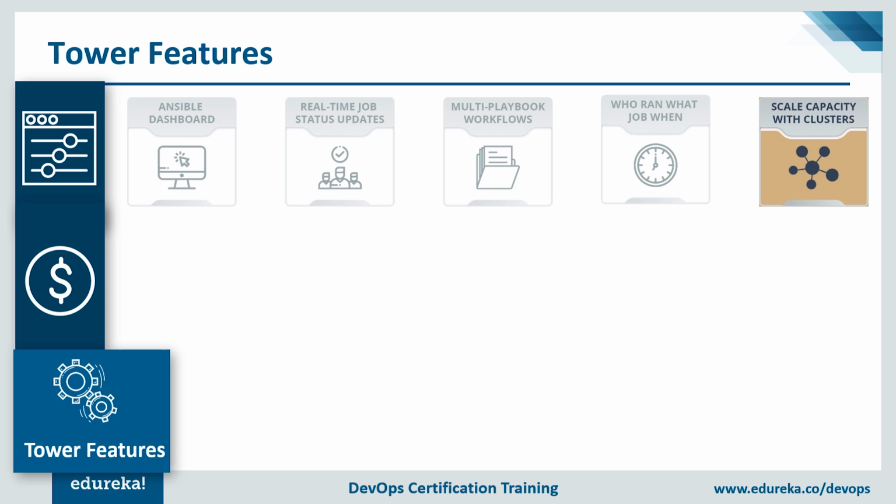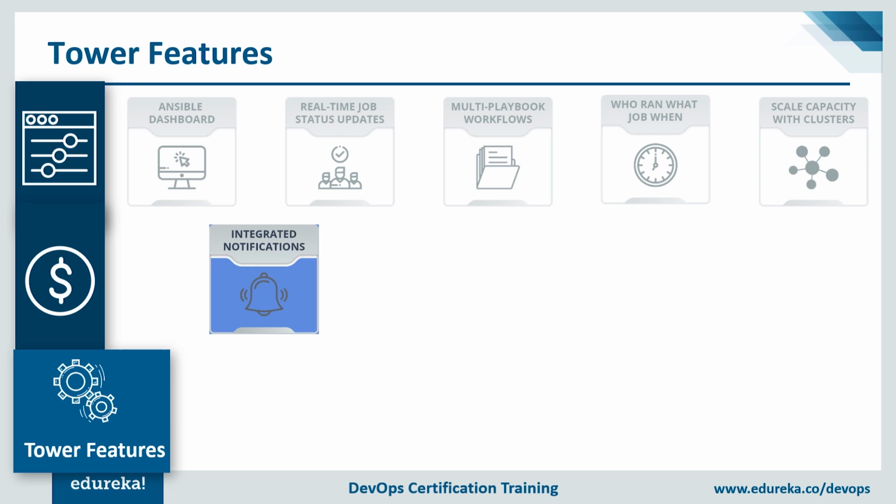Not only this, you can also scale capacity with tower clusters, by which I mean that you can connect multiple Ansible Tower nodes into a single Ansible Tower cluster, and the Ansible Tower clusters add redundancy and capacity which allow you to scale Ansible automation across your complete enterprise. After this, let me also mention that you have a feature that is integrated notifications.